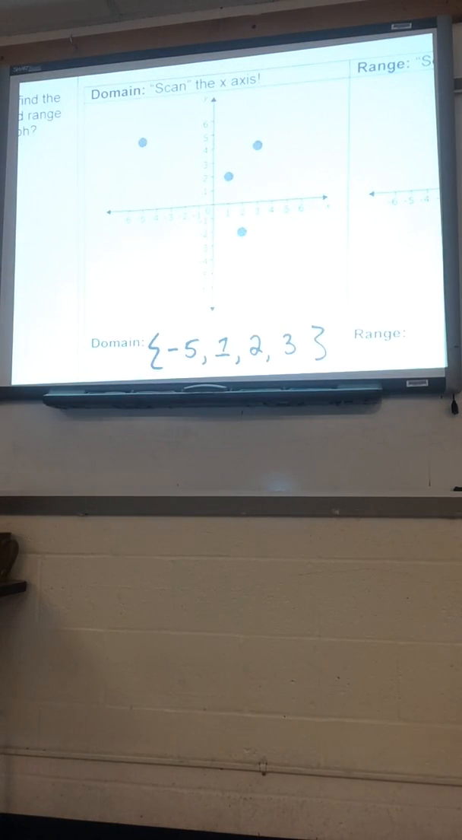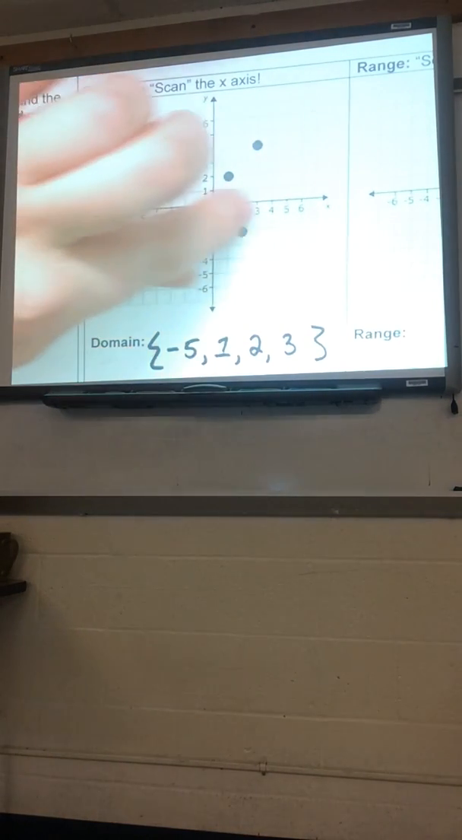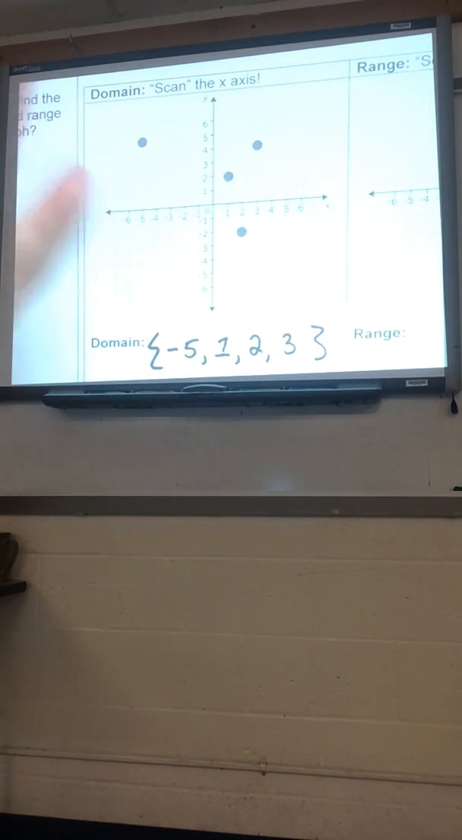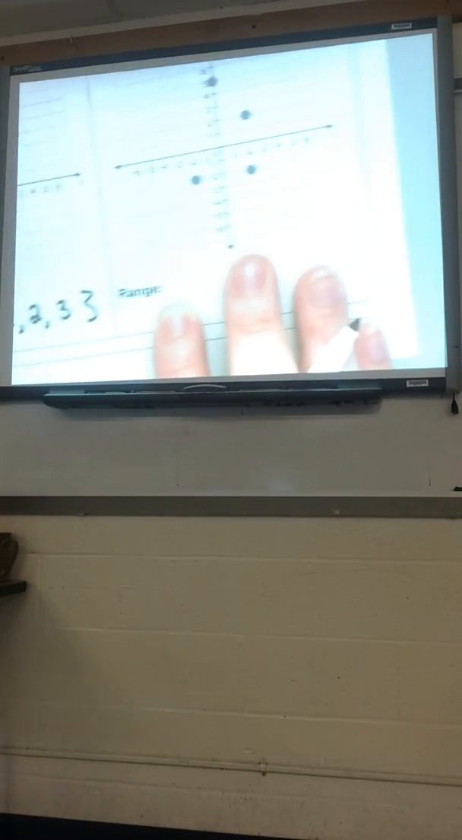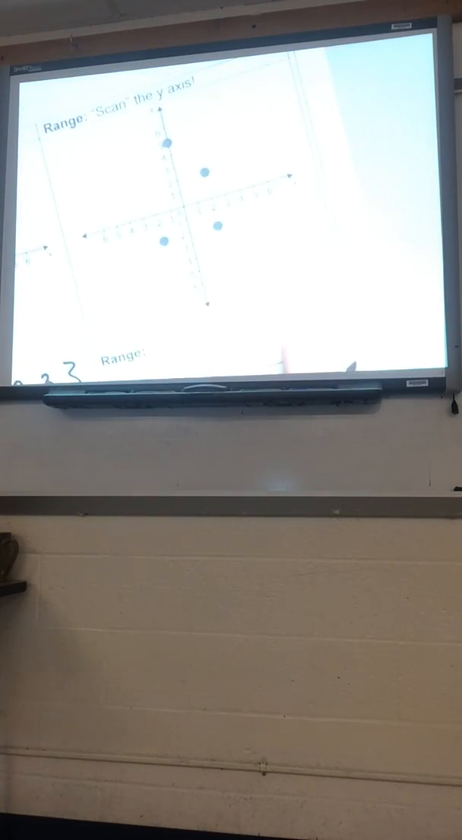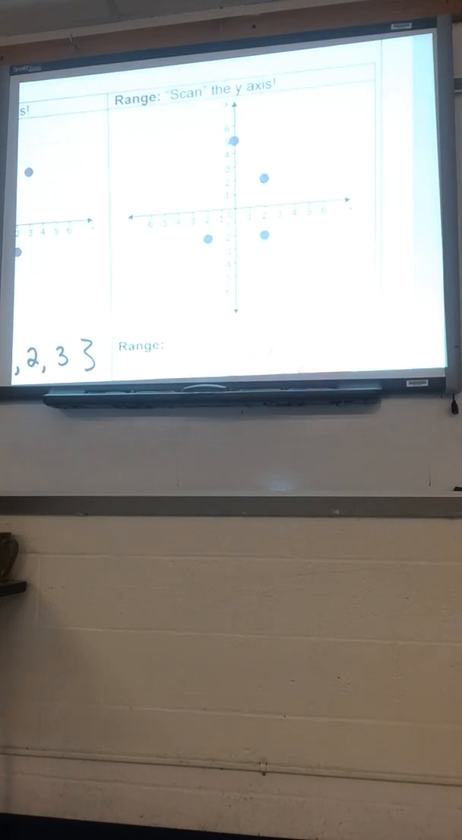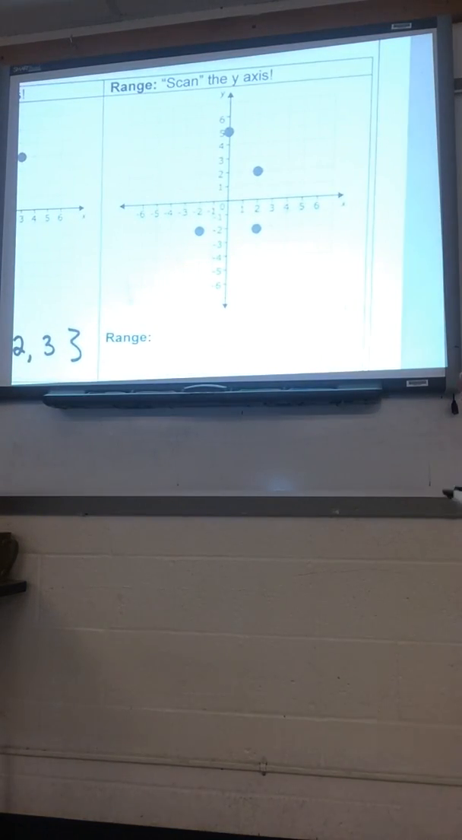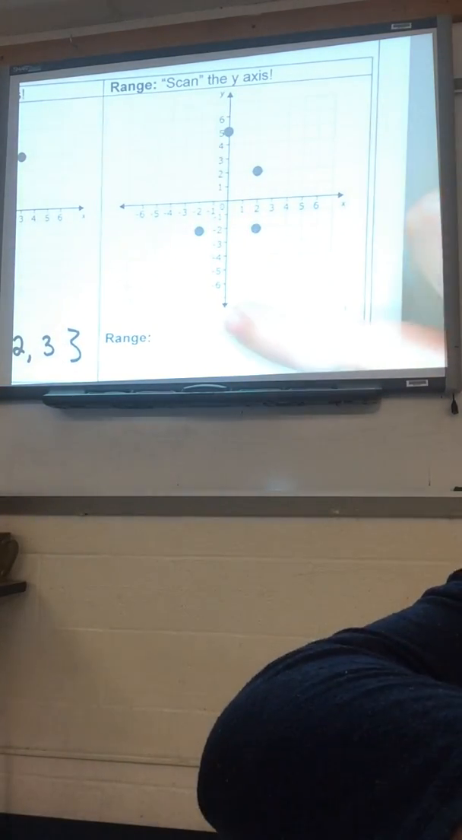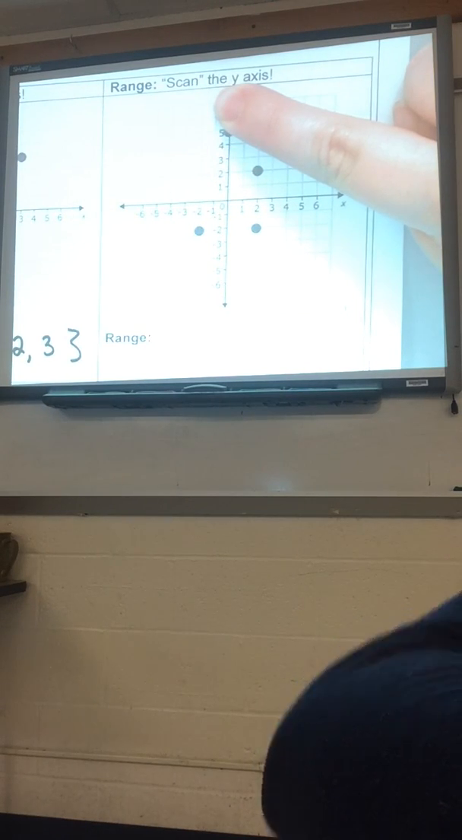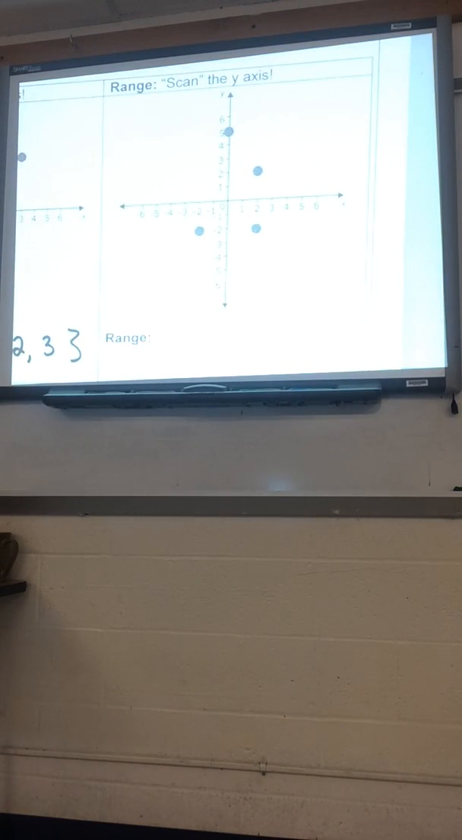Notice how all I looked at was the x value, the number on the x-axis that these points were at. I did not care about the y value. Okay? So just like with domain, where we're just focused on the x value and we're scanning the x-axis, with range we're doing the same thing, but now we're scanning the y-axis. And again, if you start with the negative numbers and go up, your list will already be in order from least to greatest. Okay, so we're going to do the same kind of thing.